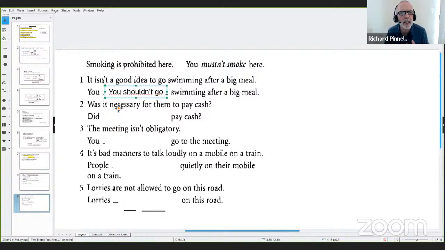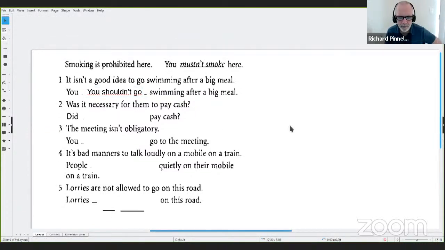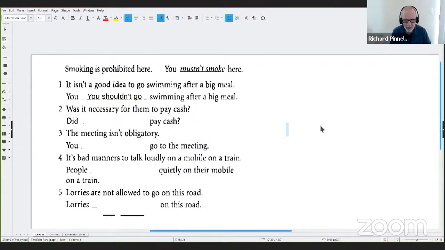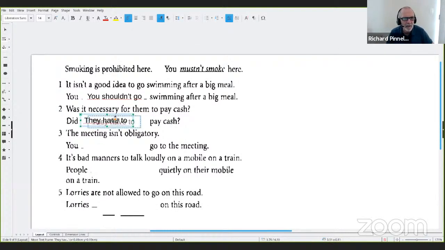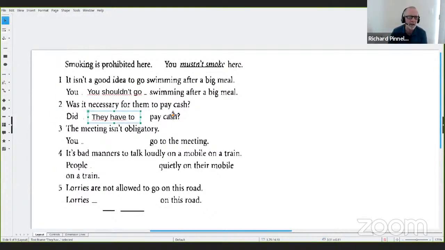¿Qué usamos cuando necesidad en el pasado? Was it necessary for them to pay cash? Was it necessary for them to pay cash? What's missing here? ¿Cuál falta aquí? Yeah, Diana, very good. The correct answer is, did they have to pay cash? Let's make that smaller. Ah, well, the pay cash está ahí, perdón, podemos quitar eso. Did they have to pay cash? ¿Fue necesario que pagaron con efectivo?